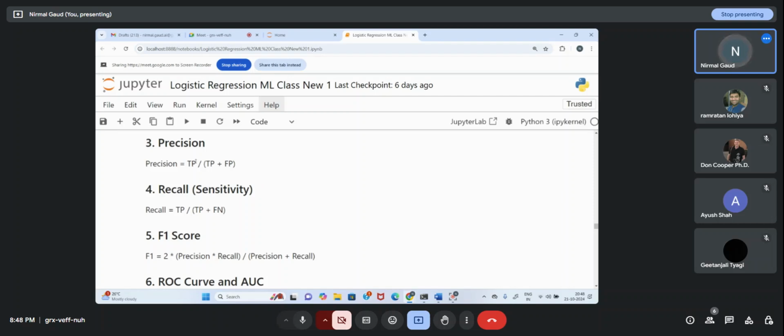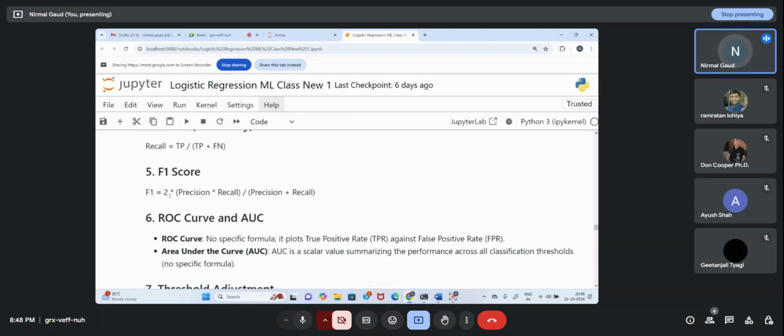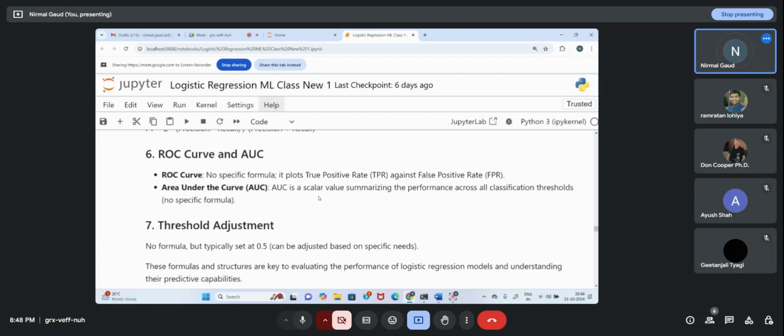Precision is like, its name is this only. However, recall you can also name it as sensitivity, another name. F1 score is a harmonic mean of precision and recall. Then we do have ROC and AUC curve also for classification model evaluation.